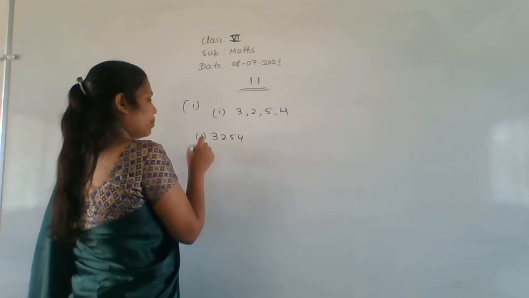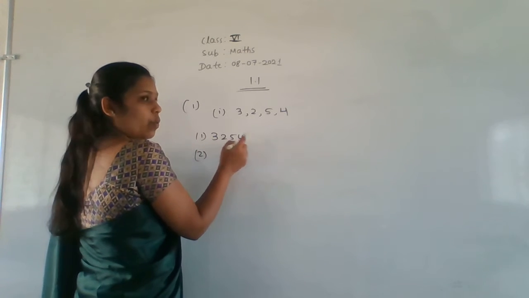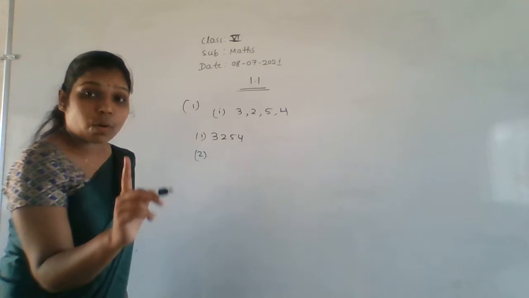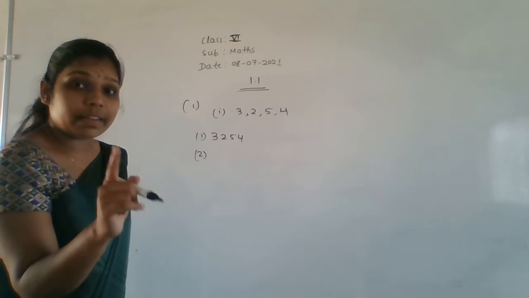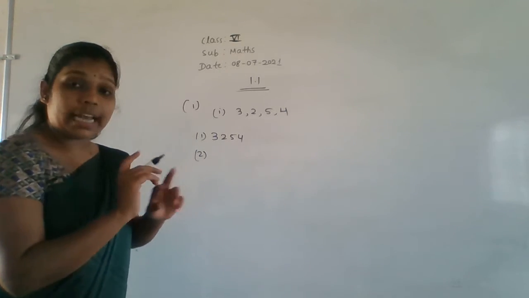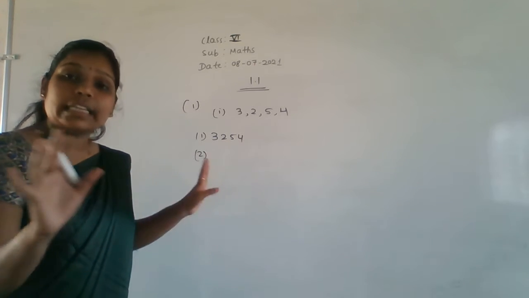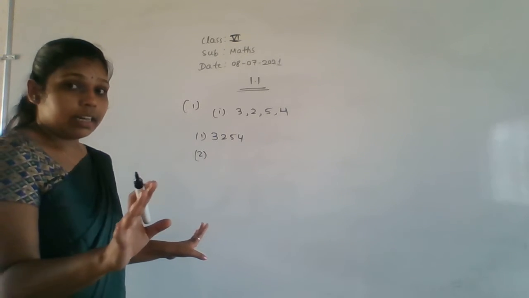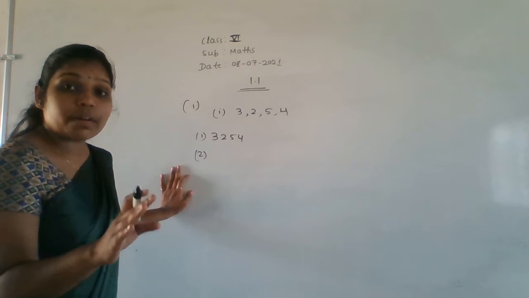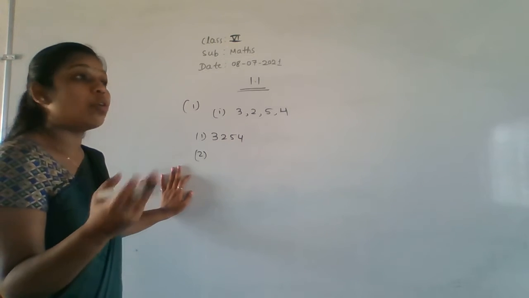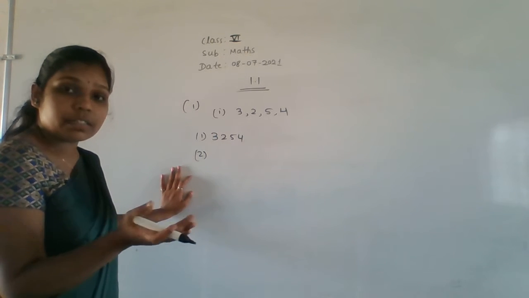This is one number. Right, second number, this is another number. They didn't mention smallest or biggest, remember that. Just make the numbers. Whenever they tell you to form the smallest and biggest, only that time do you have to write smallest to biggest and biggest to smallest.